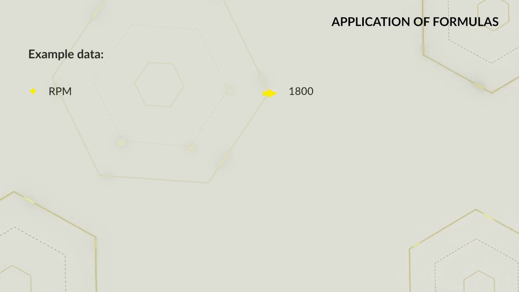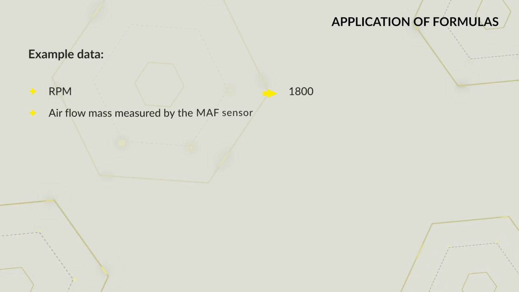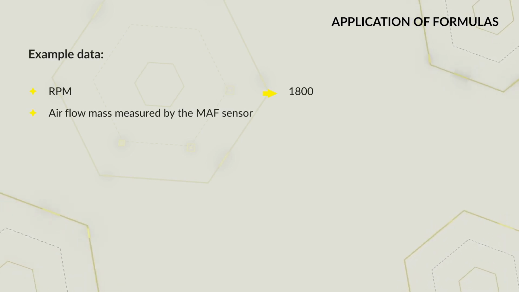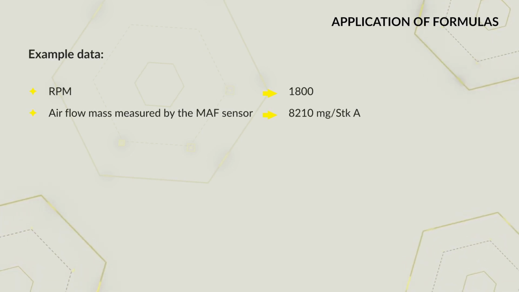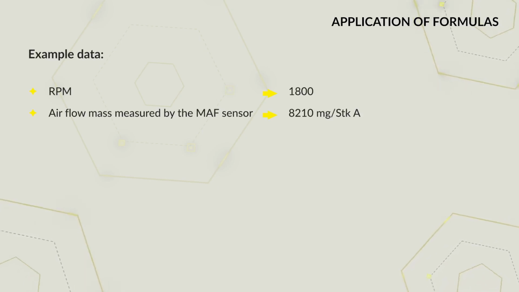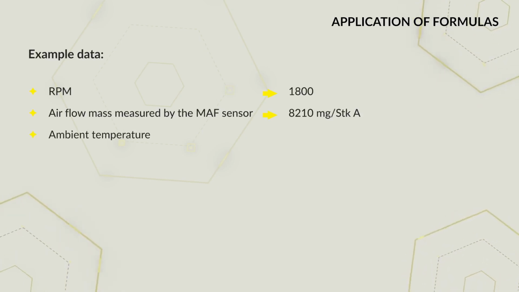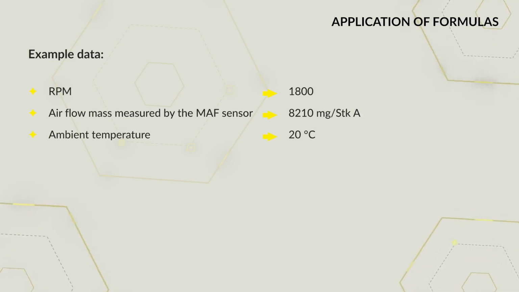Let's try to simplify what we have talked about so far, taking some reference data to apply to the formulas seen. This is our example data. RPMs, 1,800. Airflow mass measured by the MAF sensor, 8,210 milligrams of incoming air. Ambient temperature, 20 degrees Celsius.